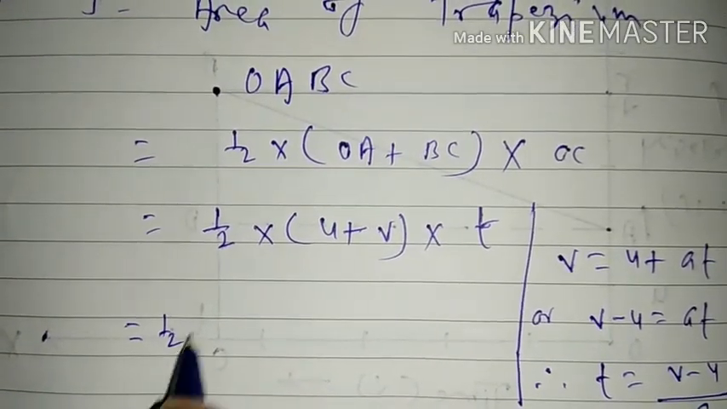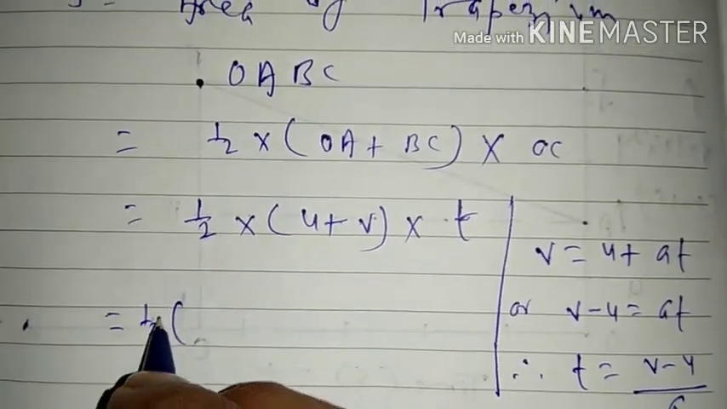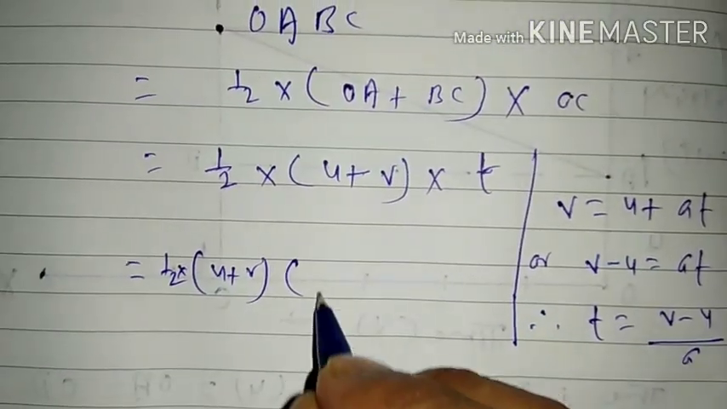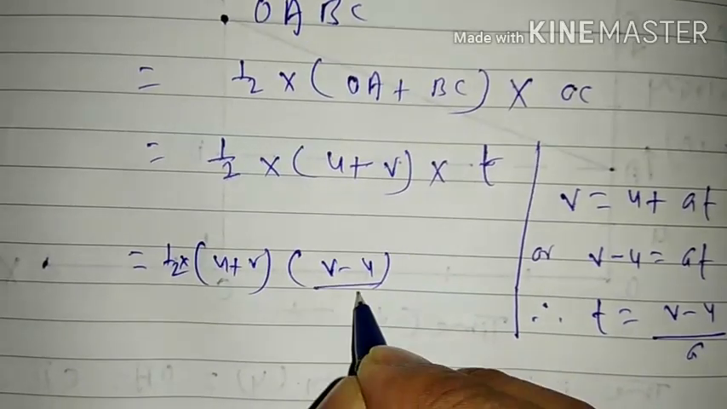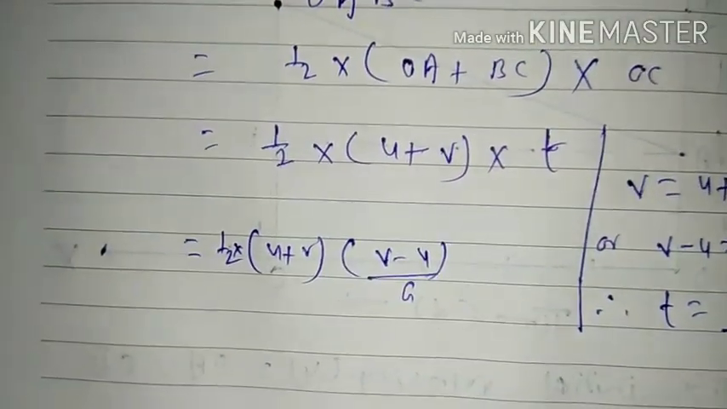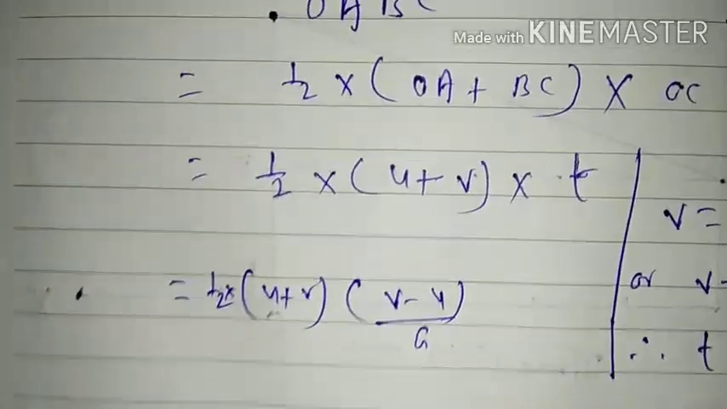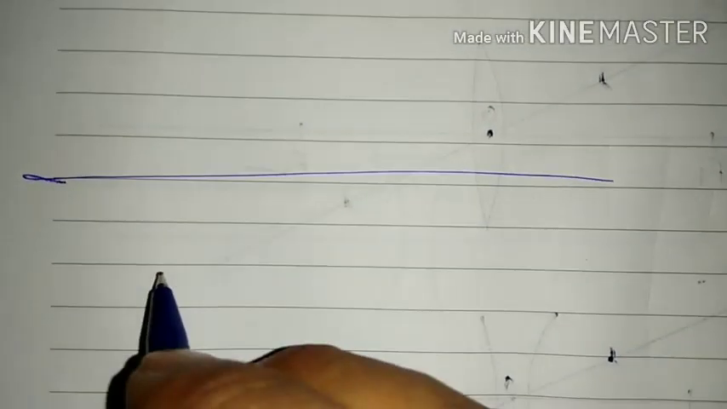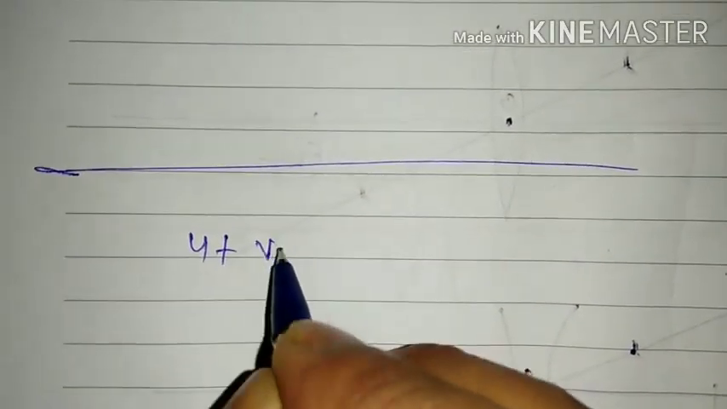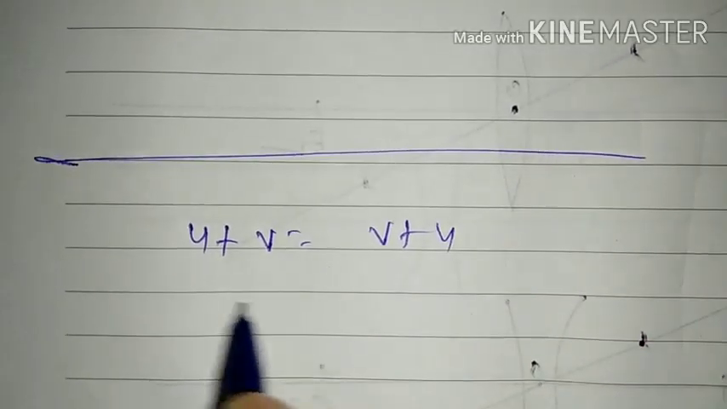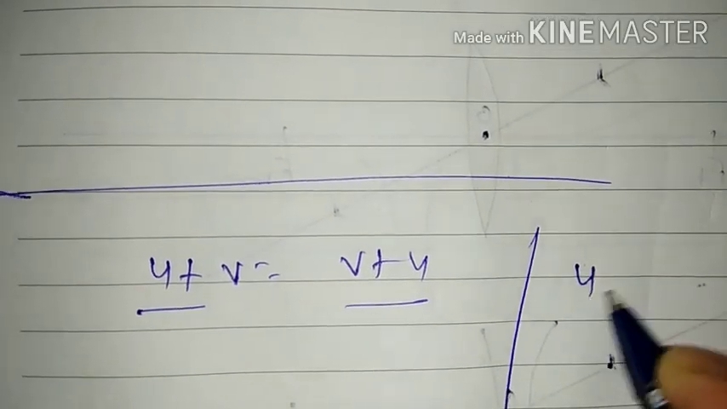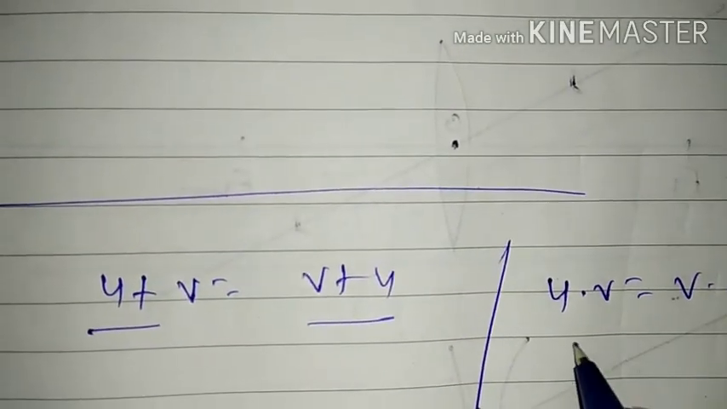s is equal to 1 by 2, this into u plus v, this into v minus u, this divided by a. I had stated to you in my last lecture that we can write u plus v is equal to v plus u. Once again, see our previous knowledge. I had stated that we can write u plus v is equal to v plus u. Or u into v is equal to v into u.